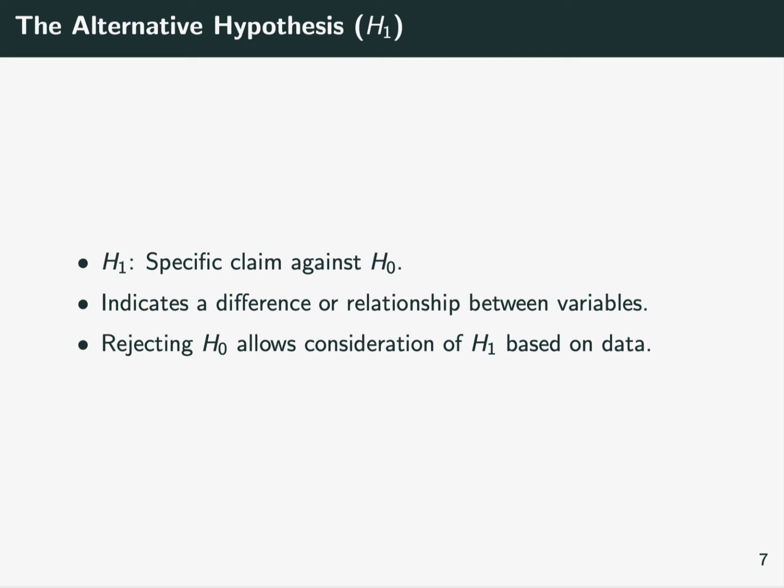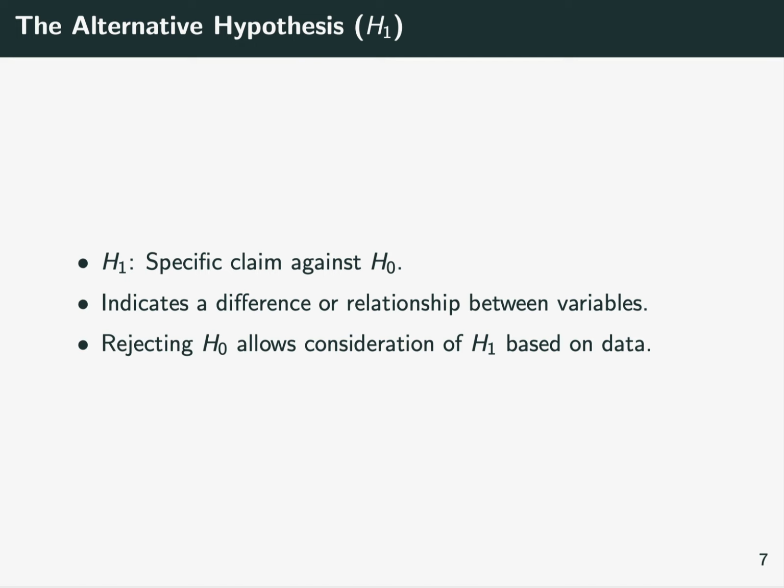So if we're going to reject this null hypothesis, we have to think about the alternative hypothesis. This is the world in which the features are somehow interacting, right? There's some interaction between them. And we often denote this as H1. The alternative hypothesis makes a specific claim about the relationship or differences between the variables.